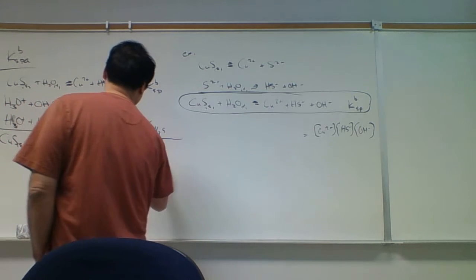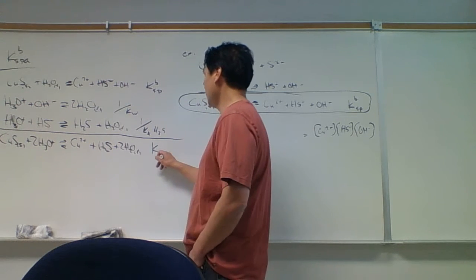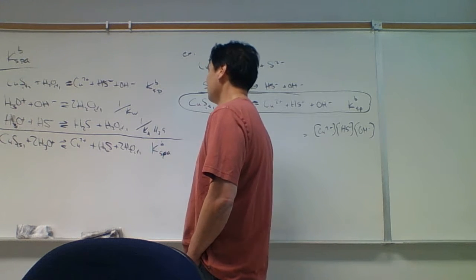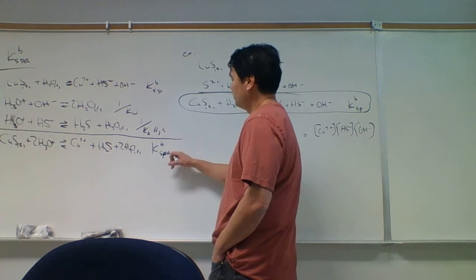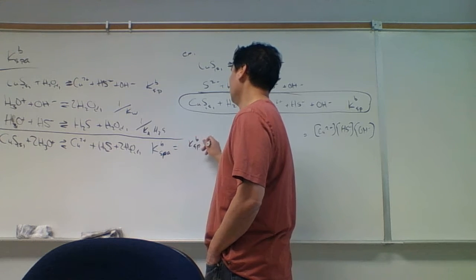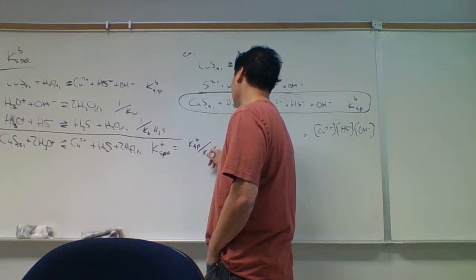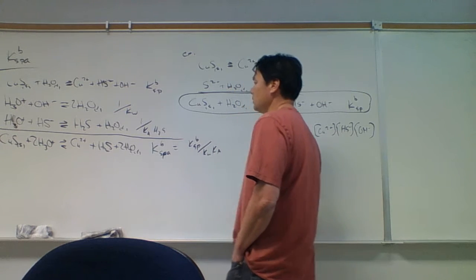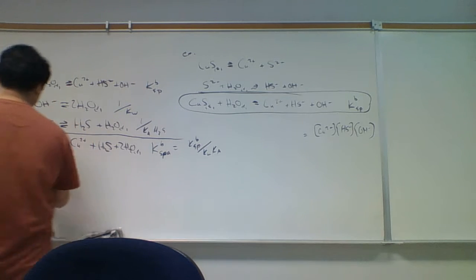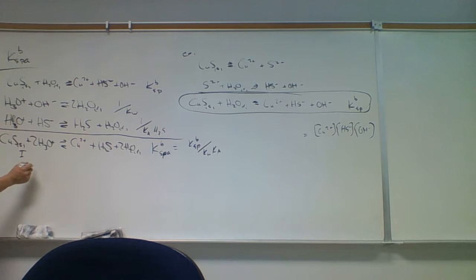Now K for this one, which we call KSPA superscript B, would be equal to the KSPB divided by the KW divided by the KA. And so we would just do normal ICE calculations here. We figure out what the pH is at the beginning.